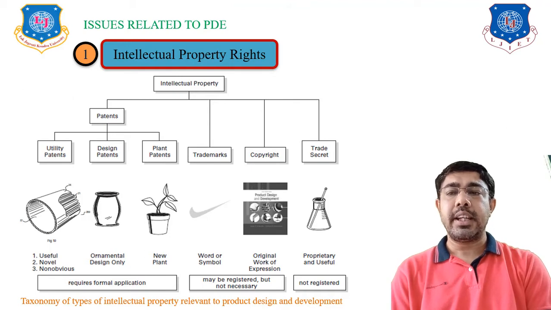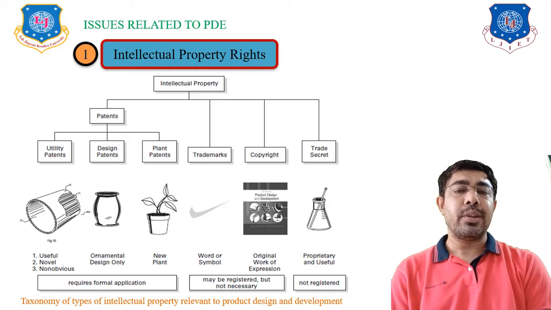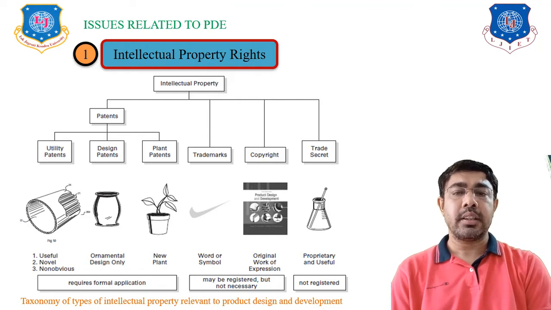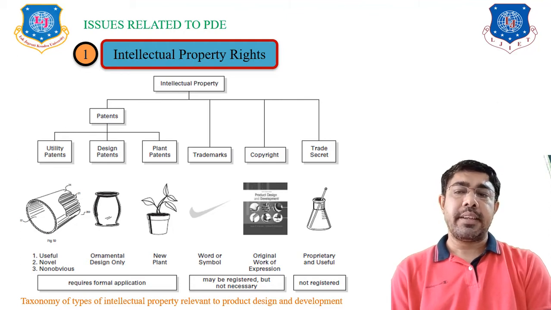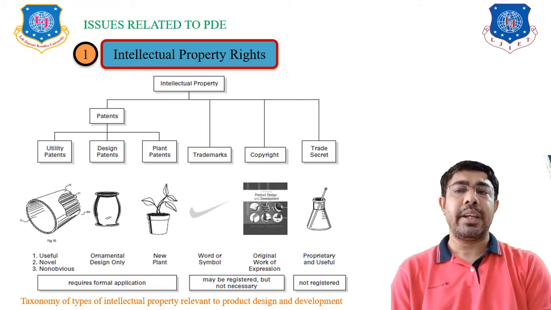You can see that in the third type you can also get a patent for a new plant, and in design patents only ornamental designs can be patented. For patents, a formal application is required to register the patent.